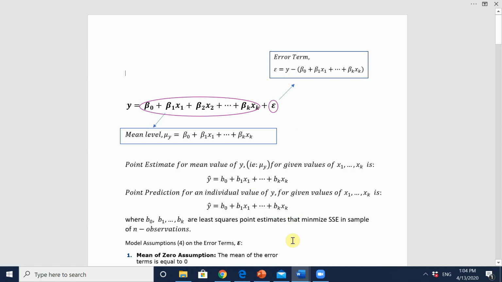And so we say that if the four model assumptions hold on the error terms, then we can say that 50% of the time the error terms will be negative, and 50% of the time these error terms will be positive. And so by taking the predicted value of the error component in this multiple regression model, if we were to take the predicted value of the error term, well, that would give us as an end result a value of 0. And hence we say that the point prediction for an individual value of y is said to be of this form right here.